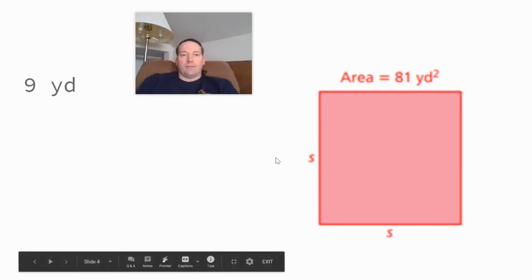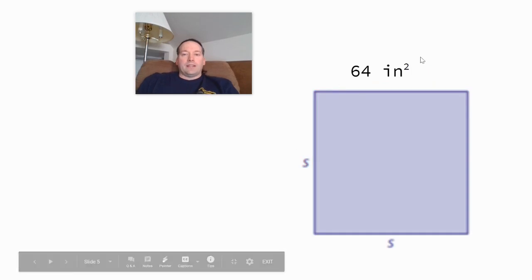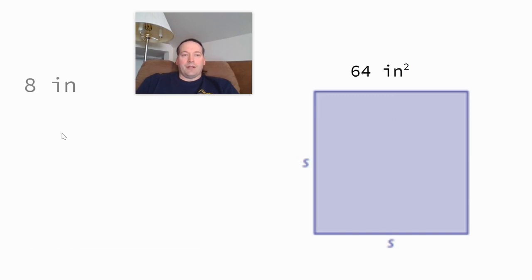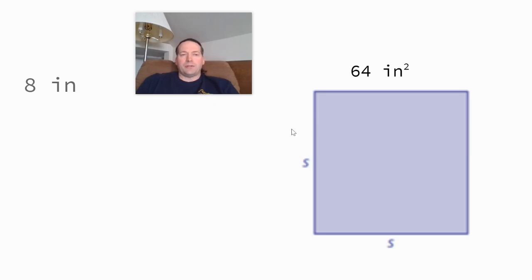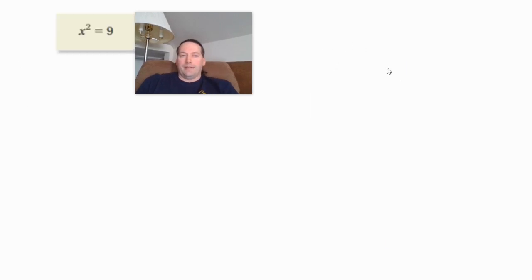Okay, let's go to the next one. Let's say we take a different size square whose area is 64 inches. Okay, so we ask ourselves, what times what gives me 64? And that would be 8. So each one of these would be 8 inches. And you're like, well, what does this have to do with square roots? 8 squared is 64. Keep that in mind.